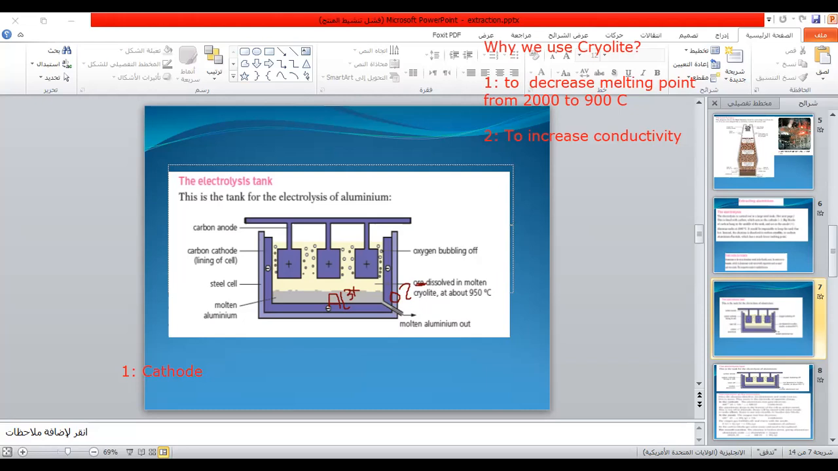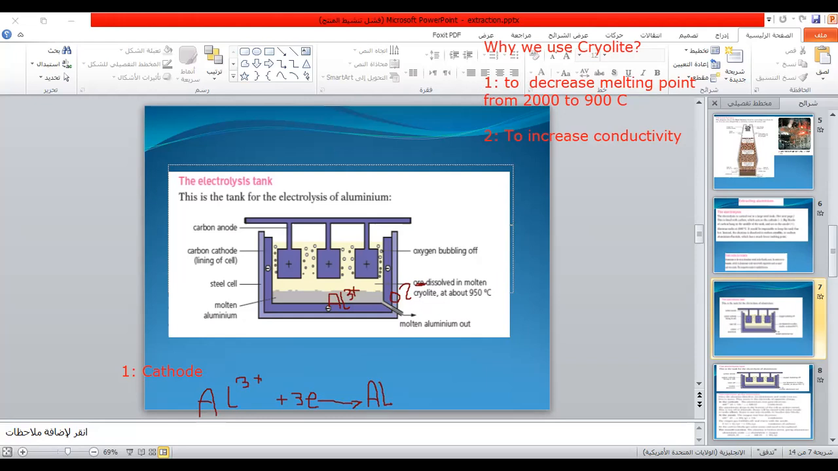Of course, aluminium positive is attracted to the cathode by this equation. So Al 3 positive gains 3 electrons to form aluminium.